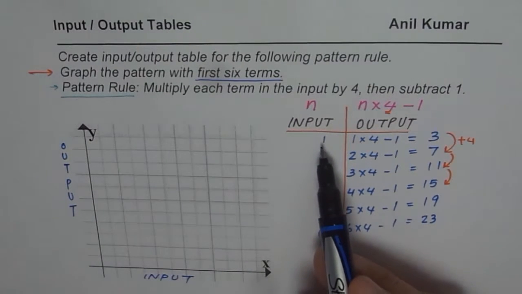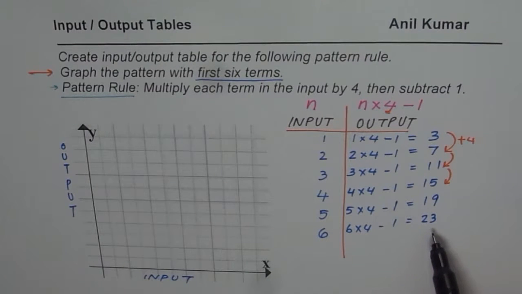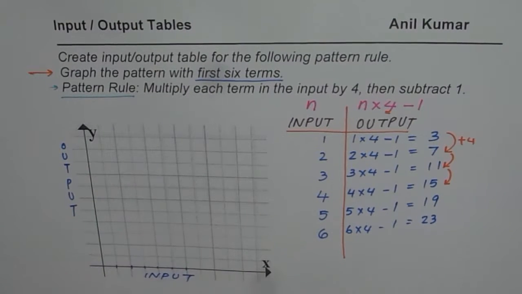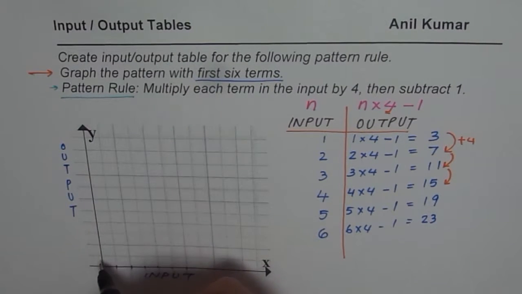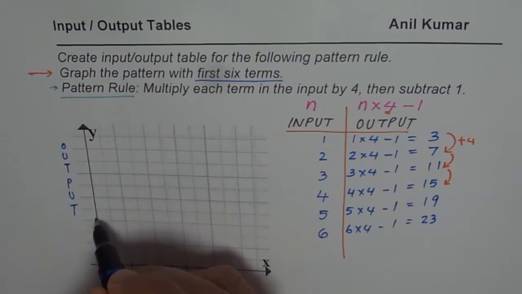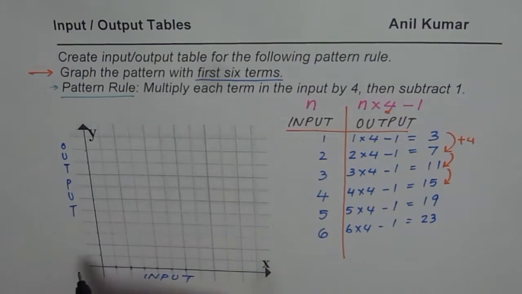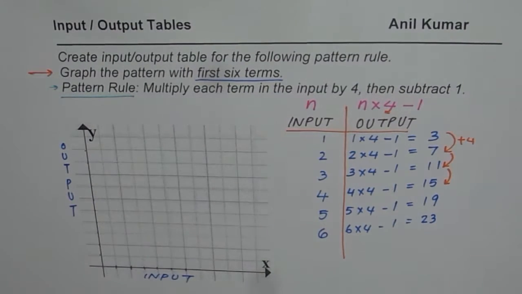Now the numbers in input are changing from 1 to 6. In the output they are changing from 3 to 23. That means we need to have a proper scale. 1 to 6 is not a problem. We can always say this is 1, 2, 3, 4, 5, 6, done. How about 3 to 23? Well, how many divisions can we fit in here? 1, 2, 3, 4, 5, 6, 7, 8, 9, 10, 11. So we should take each division as 2, then we can get 11 times 2 as 22, correct? So that could be one way of doing it.